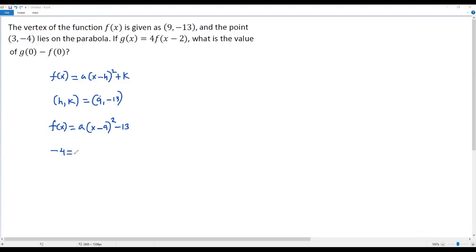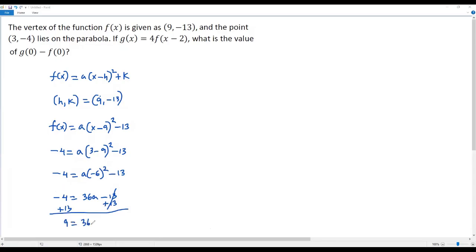Then we get -4 = a times, for x, we plug in the x coordinate 3. Then we get (3 - 9)^2 - 13. So -4 = a times (3 - 9 is -6) (-6)^2 - 13. The value of (-6)^2 is 36, so that is 36a - 13. Let's add 13 to both sides of the equation. Then the -13 and +13 cancel out. When I simplify this, I'm getting 9 = 36a.